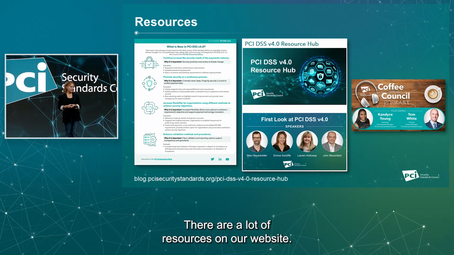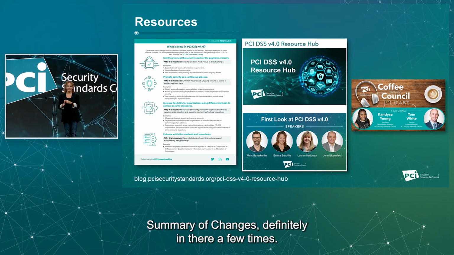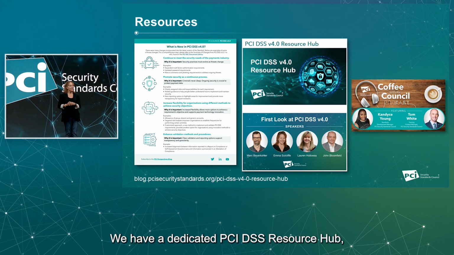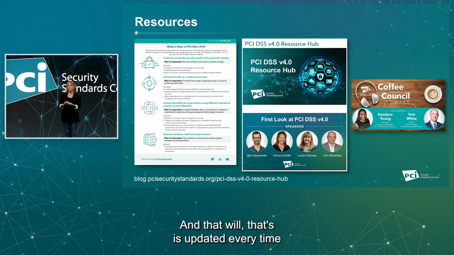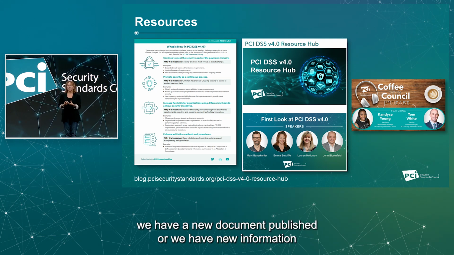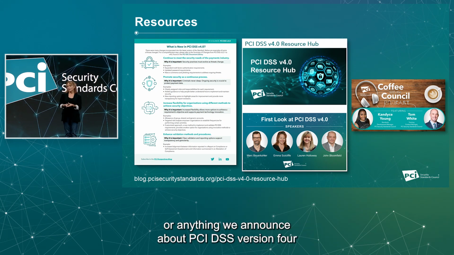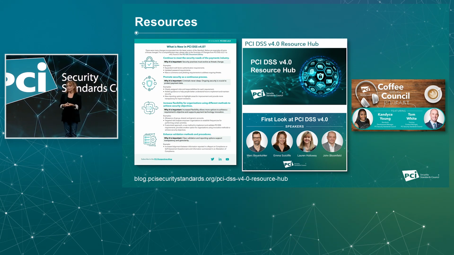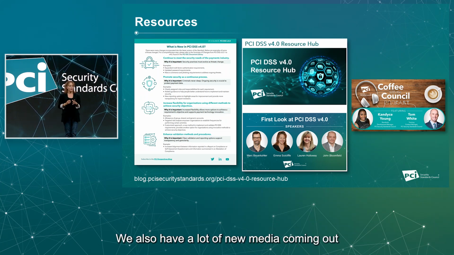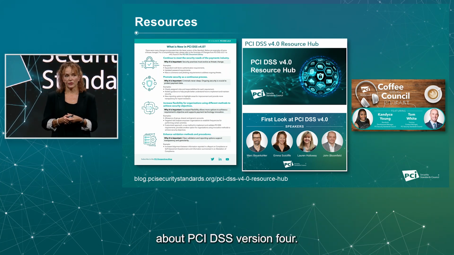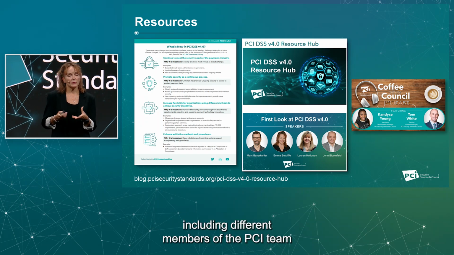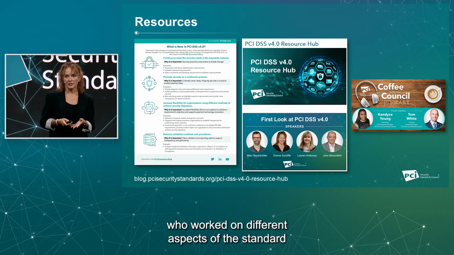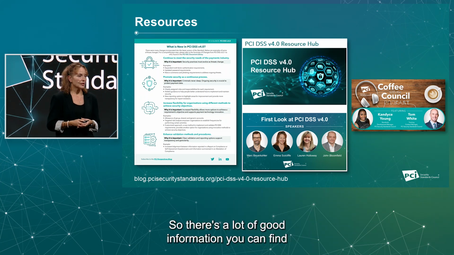There are a lot of resources on our website. I have mentioned some of them. Summary of changes, definitely in there a few times. We have a dedicated PCI DSS resource hub, which you can find on our blog, our PCI Perspectives blog. And that is updated every time we have a new document published or we have new information. Anything we announce about PCI DSS version 4, you can find in there. So that's definitely a good resource to bookmark. We also have a lot of new media coming out about PCI DSS version 4. We have some podcasts, we have some video interviews with various stakeholders, including different members of the PCI team who worked on different aspects of the standard and the supporting documents. So there's a lot of good information you can find on our website.